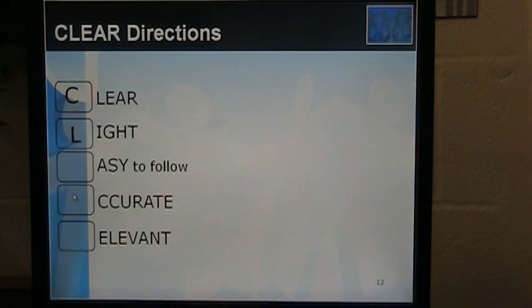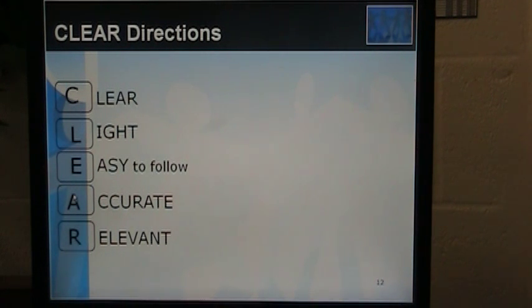Okay, now that we've discussed enhancing interpersonal relationships, let's move on to clear directions. And by directions, of course, you may be referring to a number of types of directions. You could be talking about directions to completing a homework assignment, directions to a specific location, or directions on how to do something, how to assemble a desk, or how to cook a pecan pie.